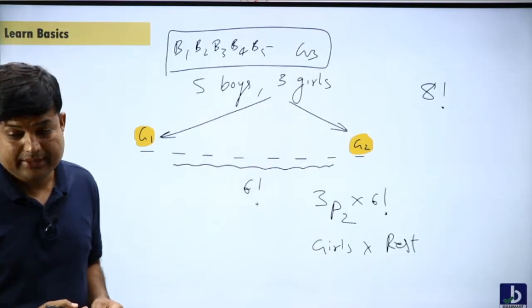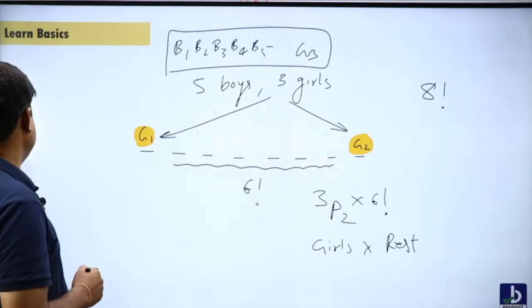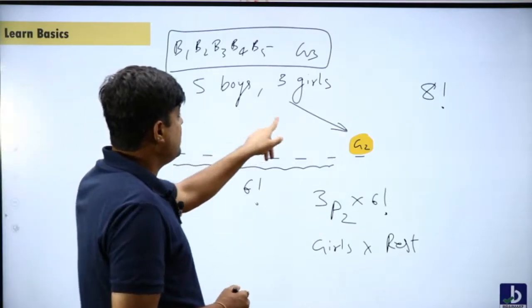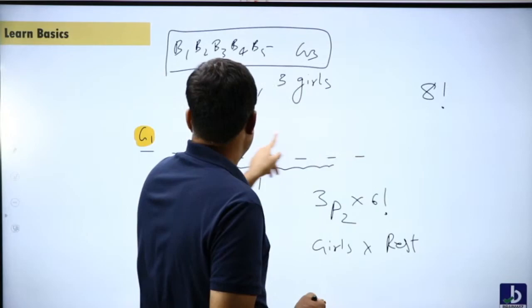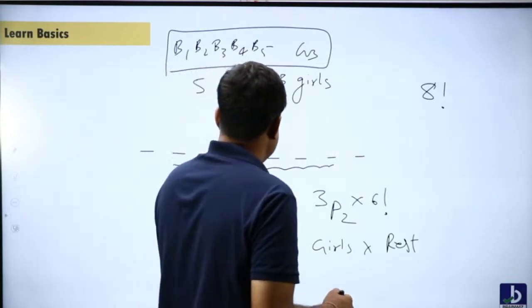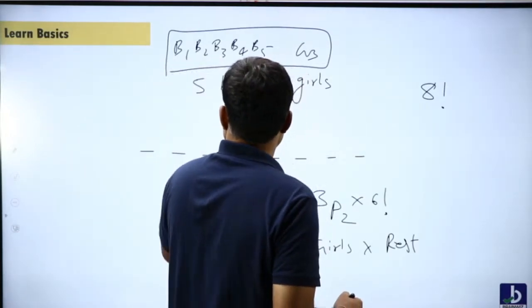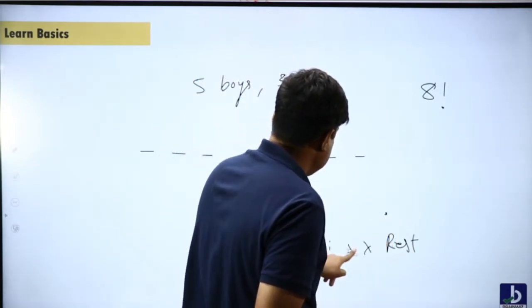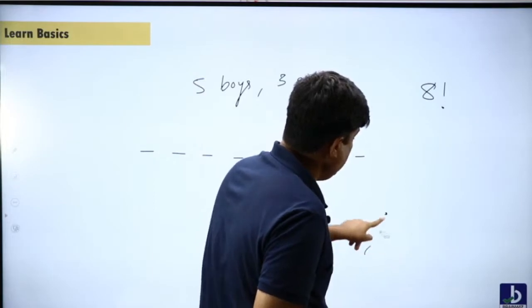Let me just try to ask you the same question, everybody. If I say the row starts with a boy and ends with a boy, do you think you can do this question, everybody? Yes. Please let me know the answer. The row should start with a boy and end with a boy.